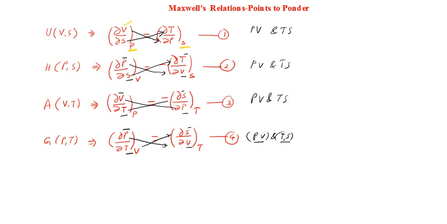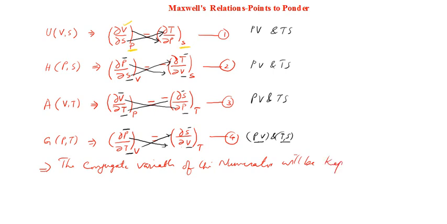That is the notable feature. I am writing it here. The conjugate, okay, conjugate, you know, P and V, T and S, conjugate variable of the numerator will be maintained, or I can say will be kept as constant.